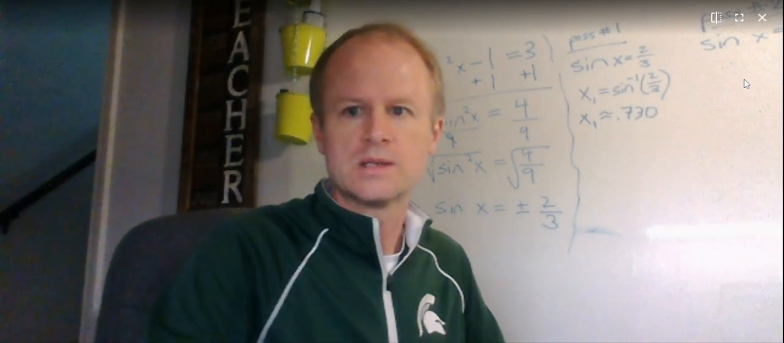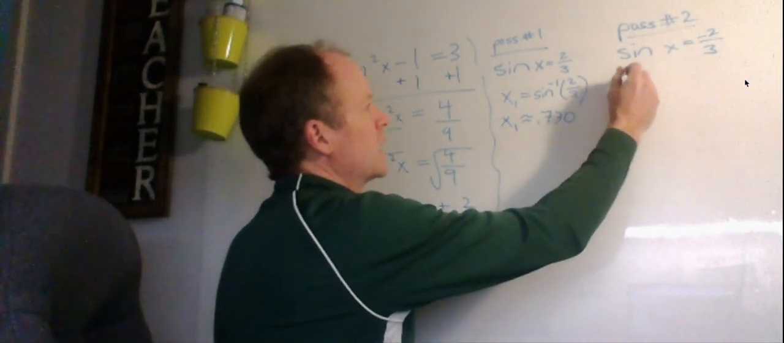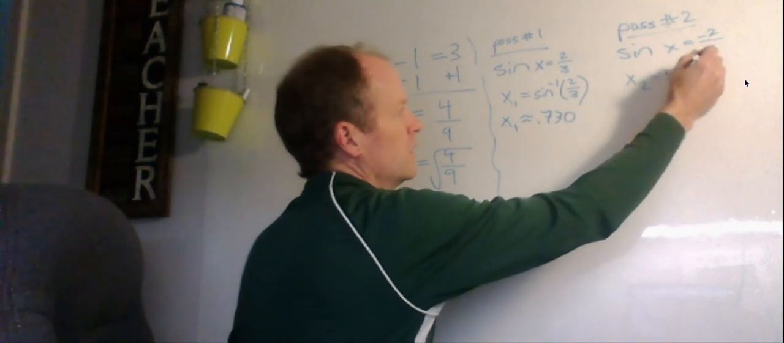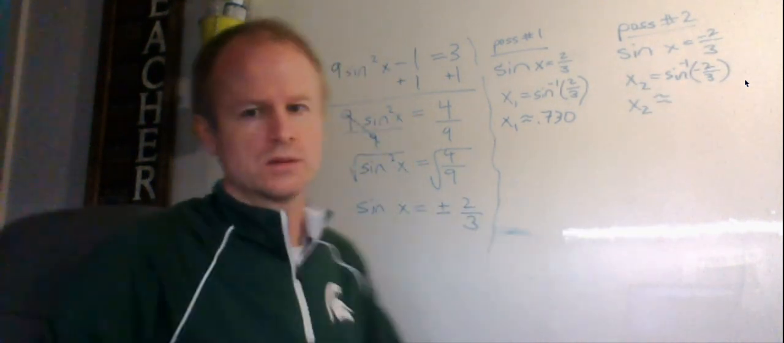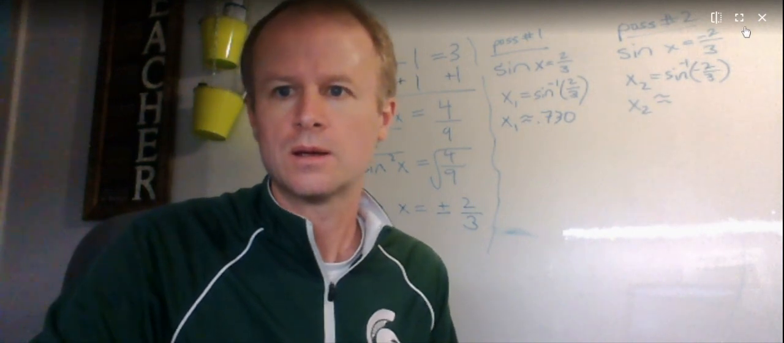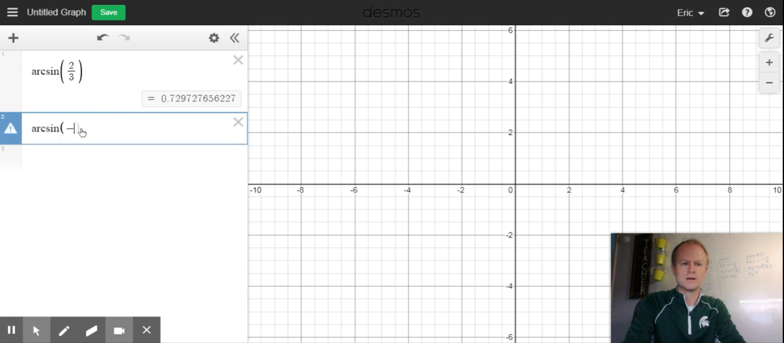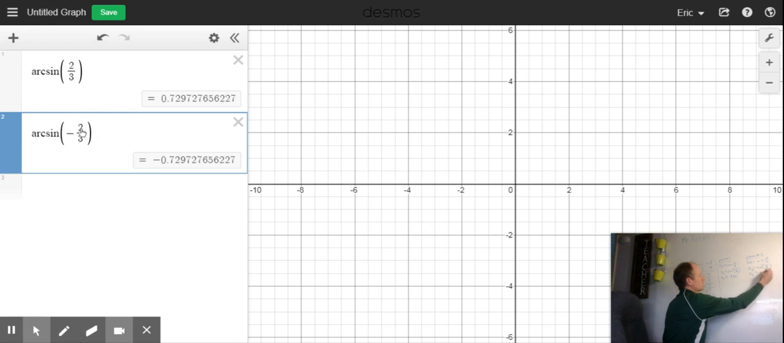The other one was sine of x is negative 2/3. So I'm going to call this x2, and so that would be sine inverse of negative 2/3. And so x2 is going to be about, let's take a look at what that will be. Arc sine of negative 2/3. Okay, and that gave me an answer of negative 0.7297. So about negative 0.730.